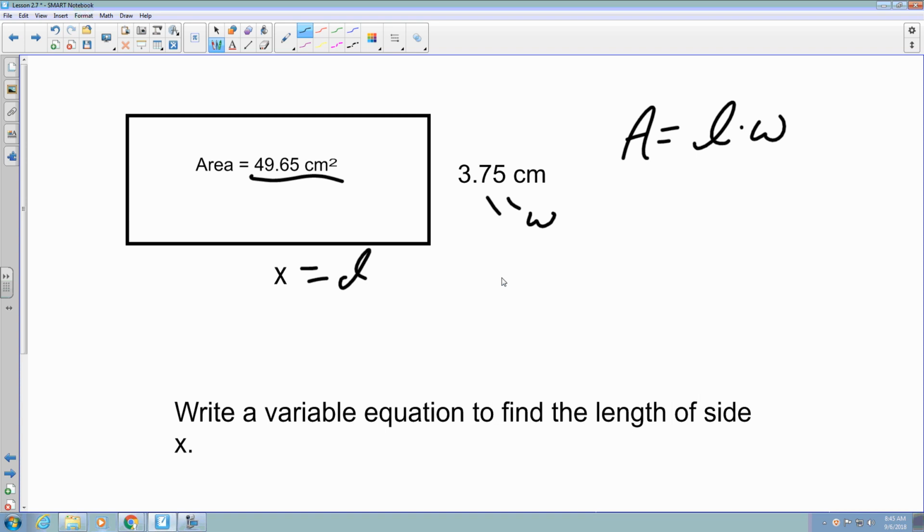All right, so what we do know is that the area of our rectangle is 49.65. We know that. The length, we don't know what it is, but they tell us that it's a variable x, and they tell us that the width is 3.75. All right, now I like to have my variable on the other side, so I'm just going to rewrite it.